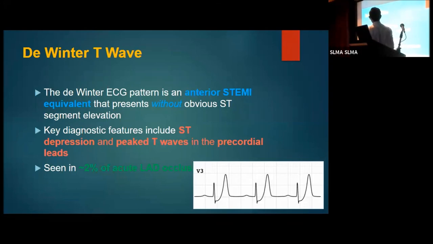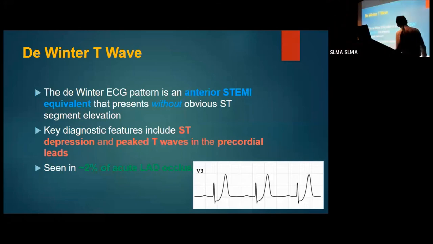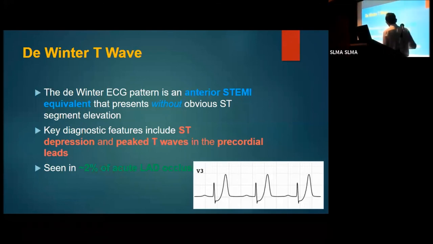They call this an anterior STEMI equivalent that presents without obvious ST segment elevations, because the key feature is ST segment depression, as you can see, ST segment depression and tall tentative T waves. Mind you, you have to train your eyes, because in anterior STEMI also you can have these hyperacute T waves. Same thing like this, hyperacute T waves with ST depressions are seen in this De Winter's pattern.